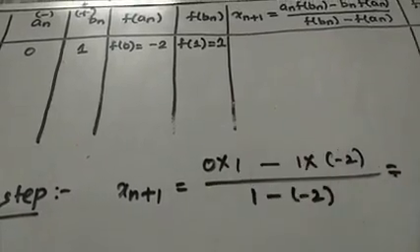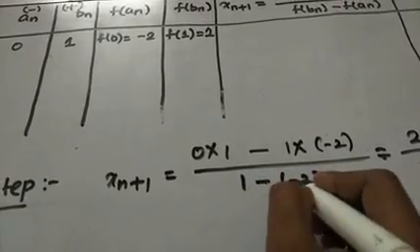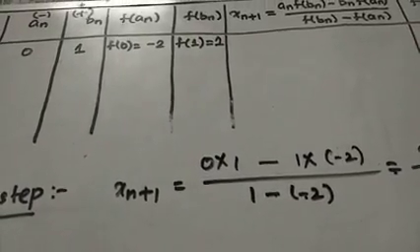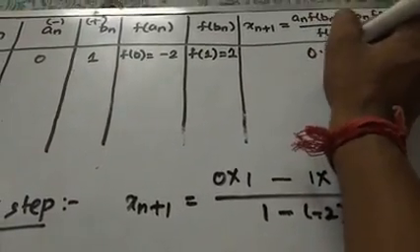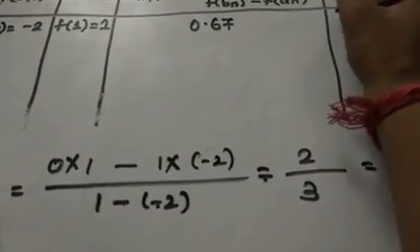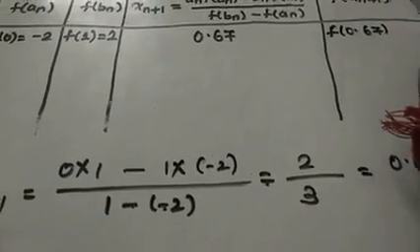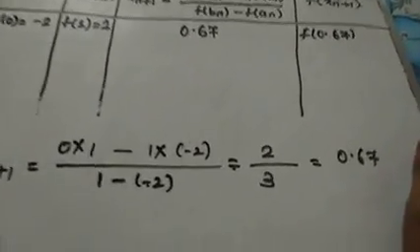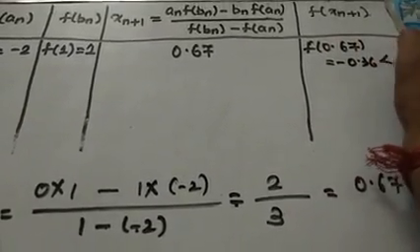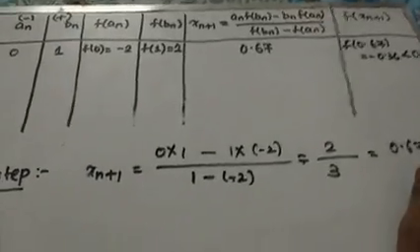That means 0 into 1 is 0, minus minus plus 2, and here 1 minus minus plus, that means 1 plus 2 is 3, and 2 by 3 is 0.67. So we will put 0.67. Then we have to find the functional value, that means f of 0.67. You will find this value is nothing but minus 0.36, which is less than 0, a negative number. Okay, so this is the step 1.